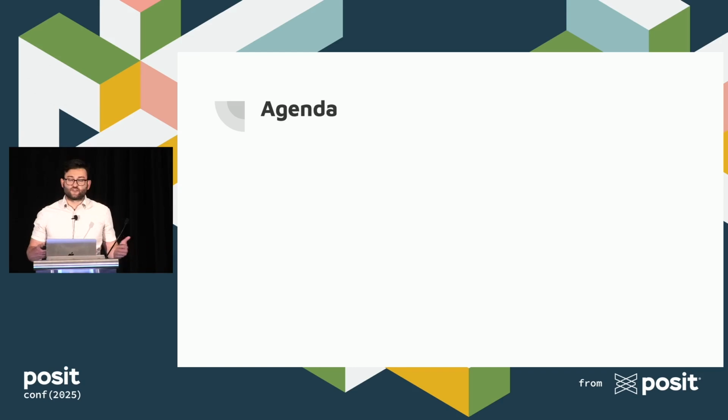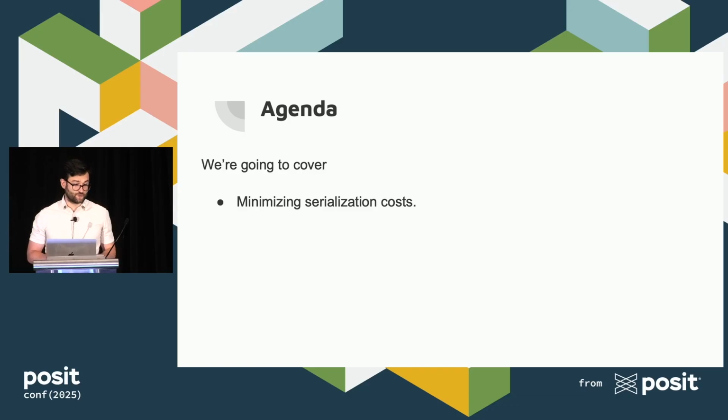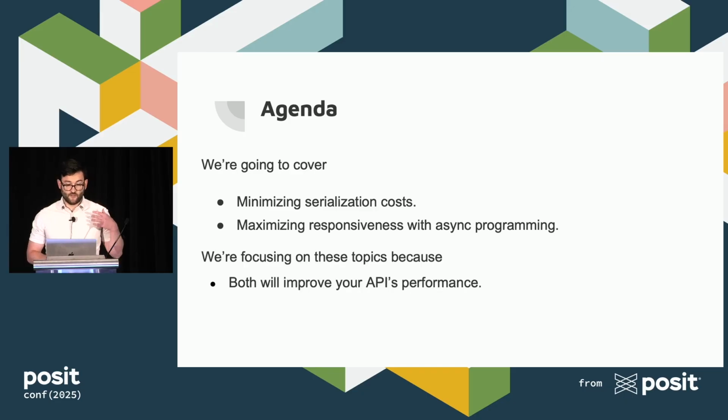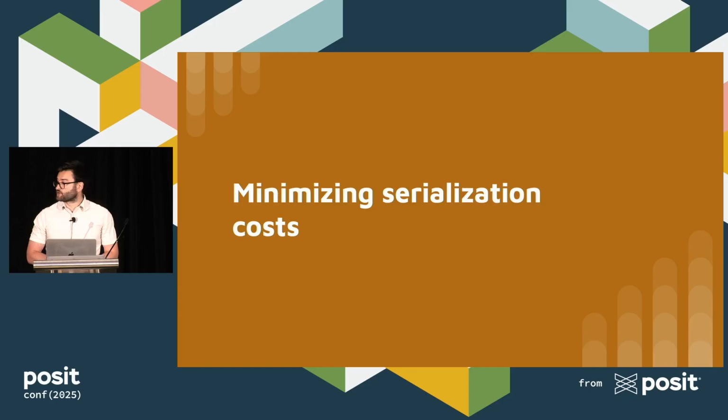API performance is a huge topic that spans all sorts of ideas, and we won't be able to cover all of them in today's talk. So instead, we're going to focus on two ideas, two strategies. We're going to talk about minimizing serialization costs and maximizing responsiveness with async programming. And we're going to cover these in particular because they will improve your REST API performance. They require relatively minimal code changes, and there are great R packages for implementing them. So let's move to the first strategy, minimizing serialization costs.